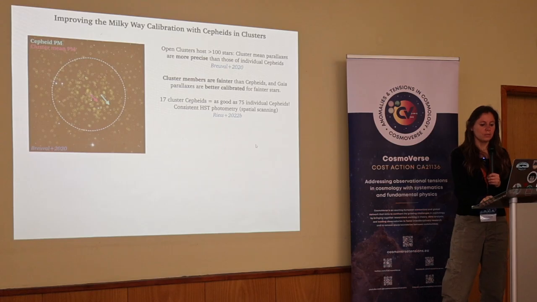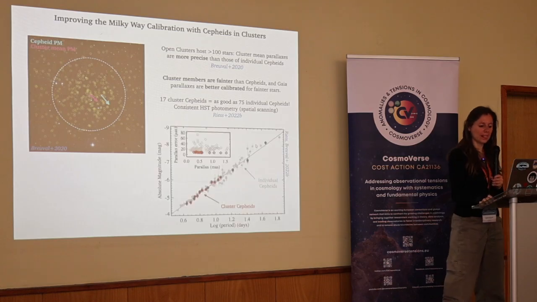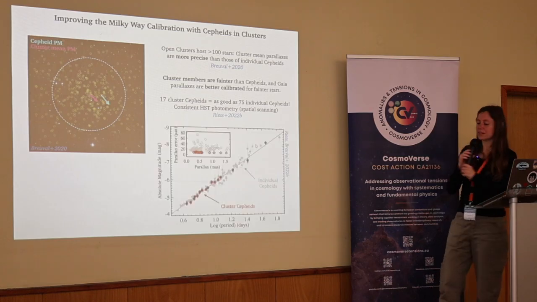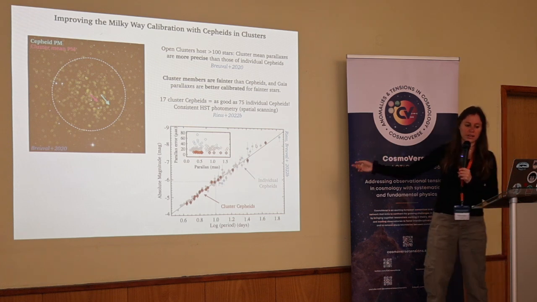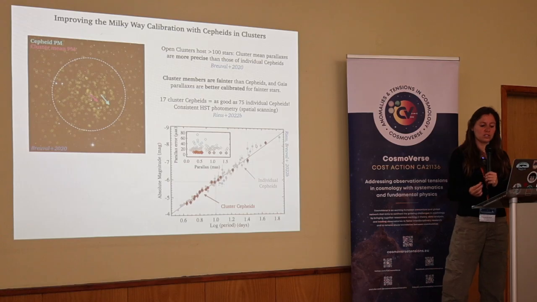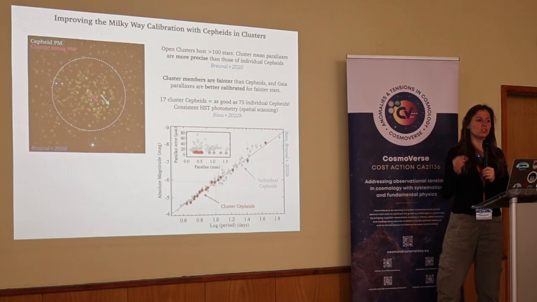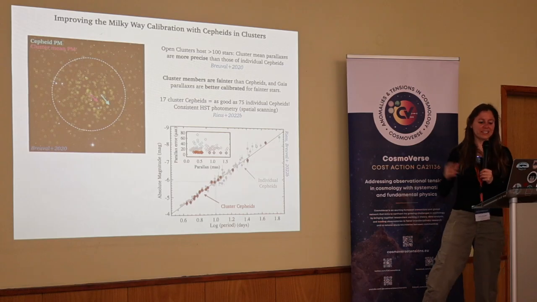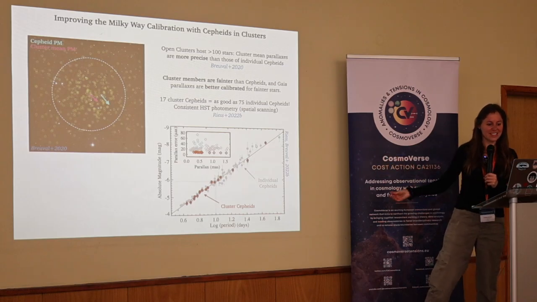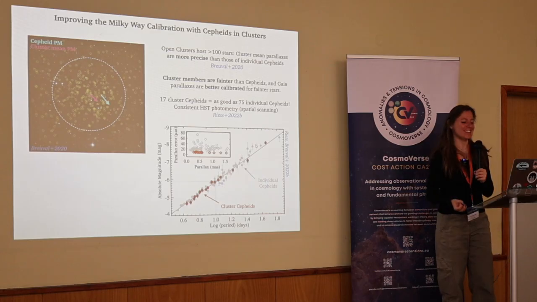So we have observed them again with the Hubble Space Telescope to make sure everything again is consistent in the same system. And this is a period luminosity relation for Cepheids, individual Cepheids in gray, and cluster Cepheids in red. So if you're not used to looking at a period luminosity relation every day of your life, you might not find it outstanding, but I do find it outstanding.